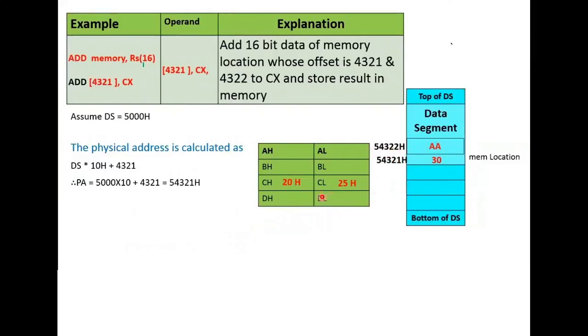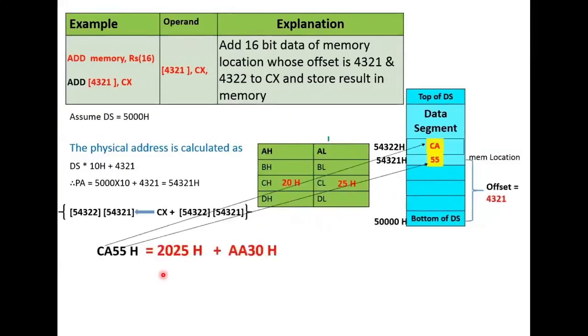So now in CX, what we have is 20 and 25. Now we are going to perform the 16 bit addition. See this, 2025 plus AA30. After adding, I am getting CA55. So 55 is the lower byte. This is the result, right? CA55 is the result. After adding these two 16 bit values, I am getting CA55.